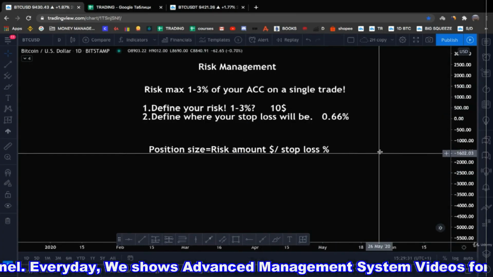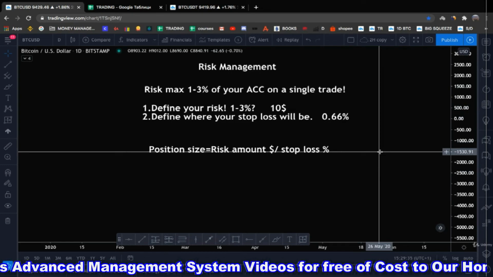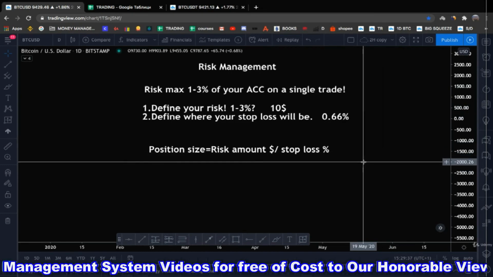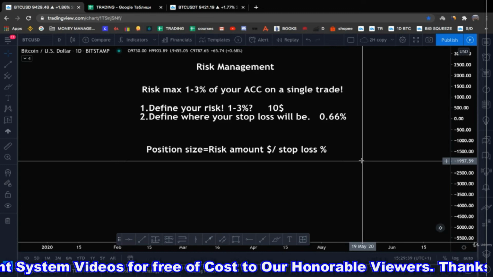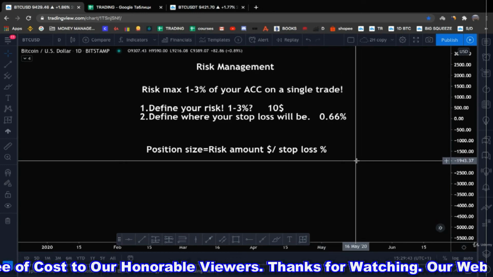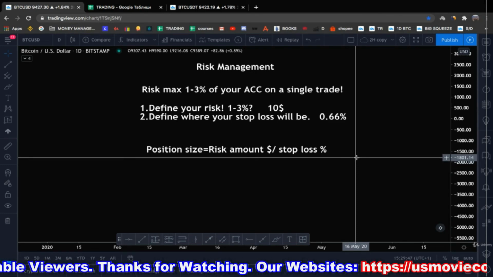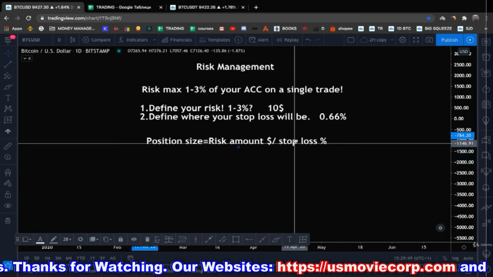Why is this so important? It's so important because trading is a game of probabilities. There are no certainties in trading. What does that mean? It means that you never really know what is going to happen, right? So you have to protect your money because you never know what is going to happen.